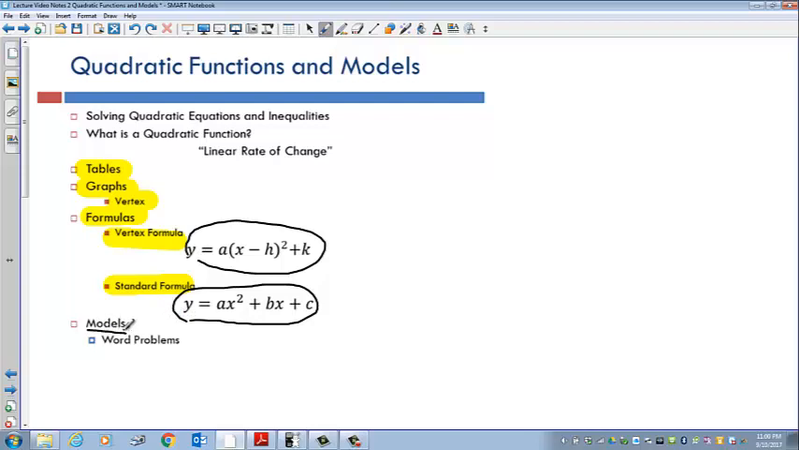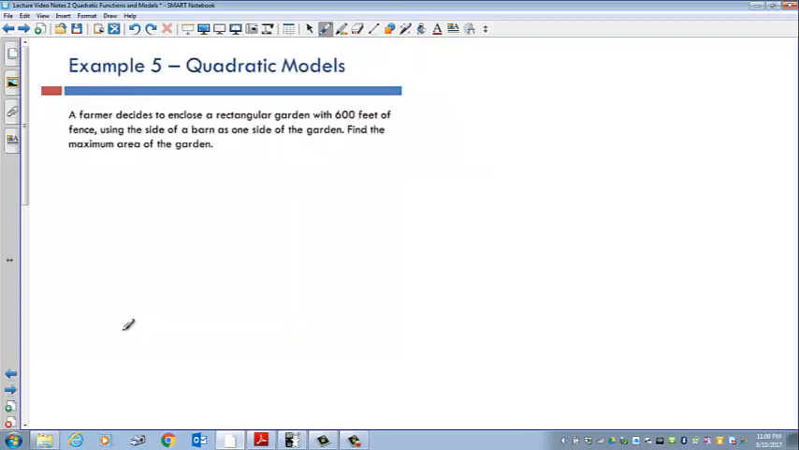So modeling is, of course, one of my favorite topics. It's my favorite because you get to create your own formula from a picture, basically, and use that formula to do something. So remember my 4 steps for solving any problem in the world, or a word problem in a math class: first we want to draw a picture. So here we have a farmer who decides to enclose a rectangular garden with 600 feet of fence, using the side of a barn as one of the sides of the garden. Find the maximum area of the garden.